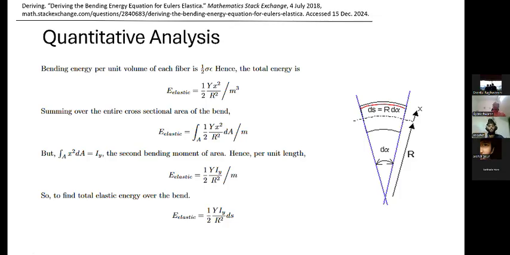So then to find the total elastic energy over the full bend, what you will do is take just ds, or r d alpha as we've shown here: half YI by r squared ds.